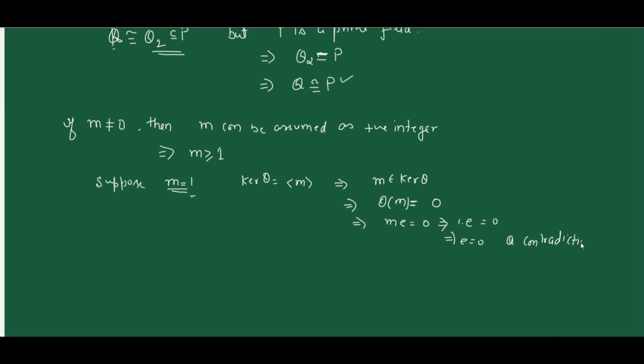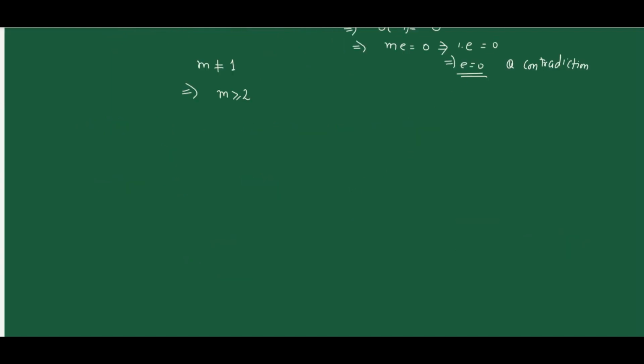If you assume that m is 1, then you get identity e as 0, which is a contradiction. So m cannot be 1, and this shows that m is greater than or equal to 2. Next we claim that if m is greater than or equal to 2, then m must be a prime number. So now we claim that m must be prime. Again we will prove this by contradiction.